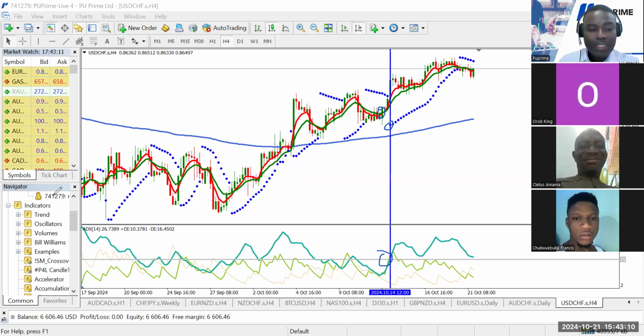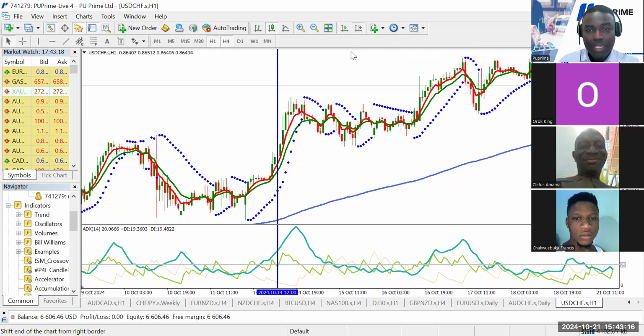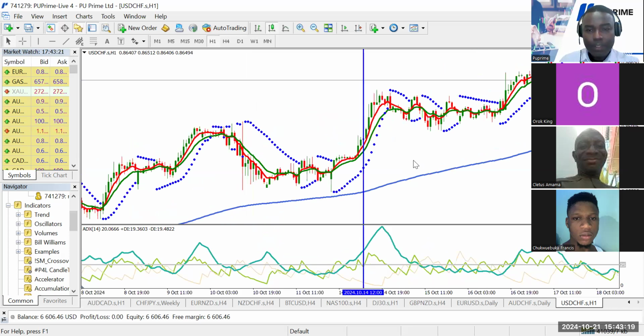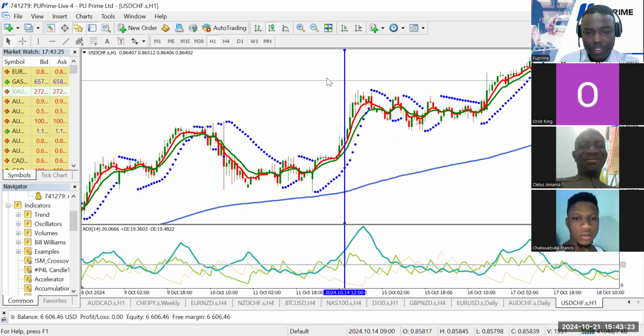So how do we now set our take profit? I think we should go to a lower time frame for this, so that I know most of us are day traders. All right. So this should be the valid region for this.